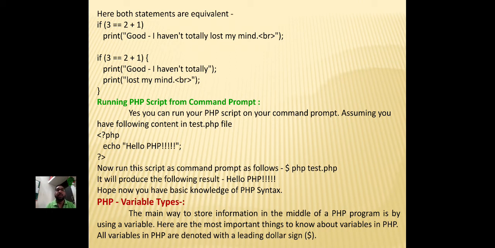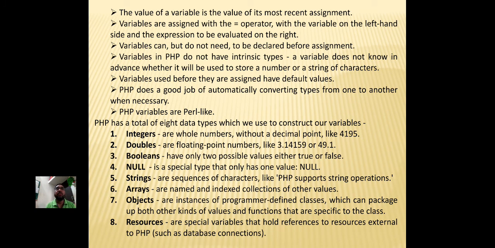PHP variable types. The main way to store information in the middle of a PHP program is by using a variable. Here are the most important things to know about variables in PHP. All variables in PHP are denoted with a leading dollar sign. The value of a variable is the value of its most recent assignment. Variables are assigned with the equal operator, with the variable on the left hand side and the expression to be evaluated on the right. Variables can, but do not need to be, declared before assignment.